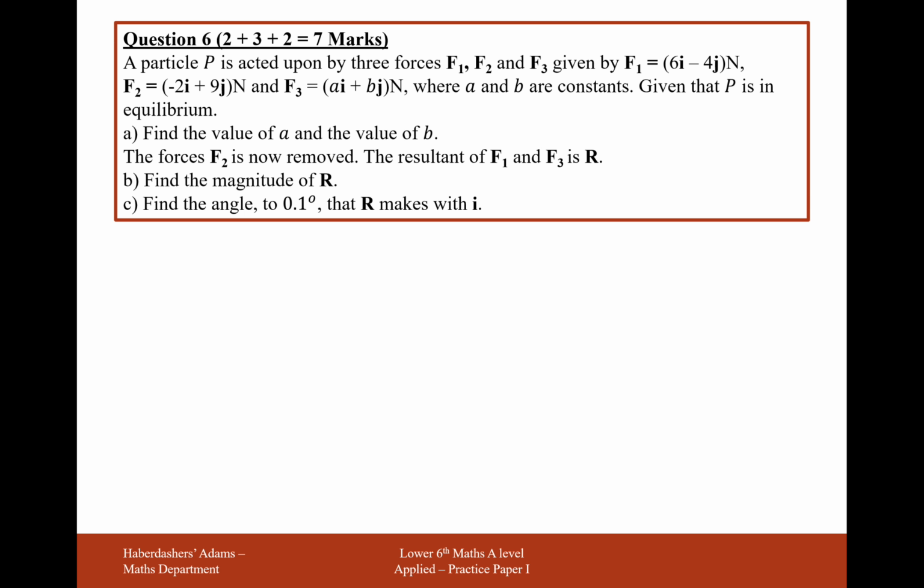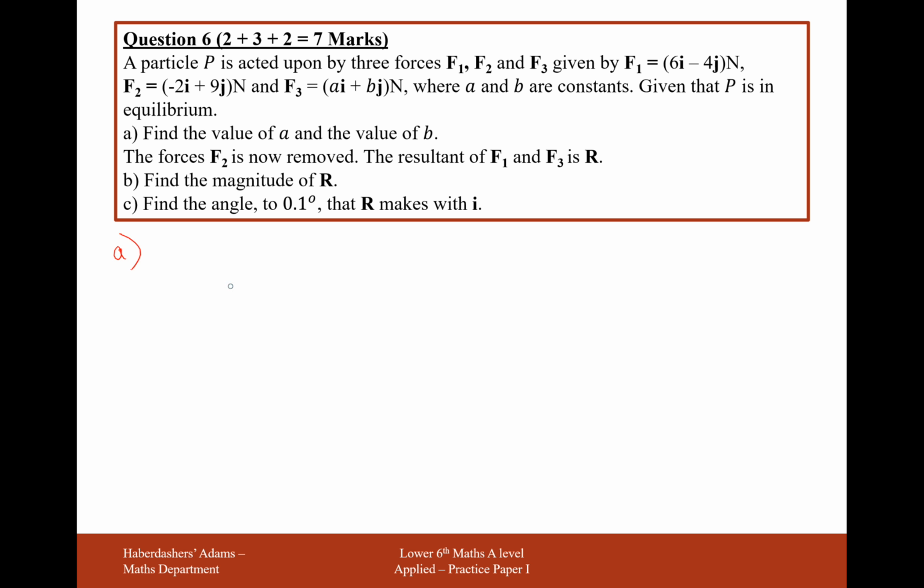Here we're working on question 6, a forces and vectors question. A particle P is acted upon by three vectors, F1, F2 and F3, given by F1 is 6i minus 4j, F2 is minus 2i plus 9j, and F3 is ai plus bj newtons. Given that P is in equilibrium, find the value of A and B.